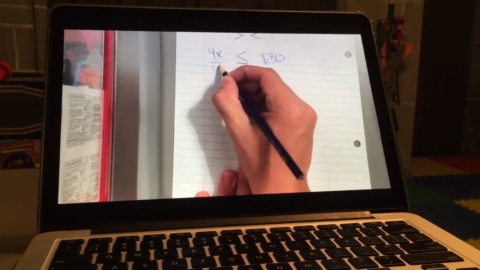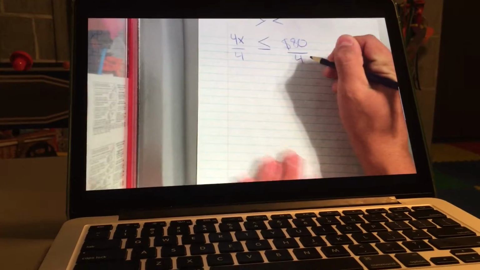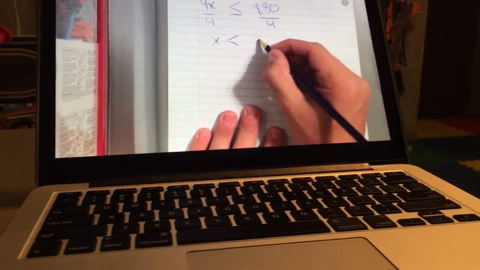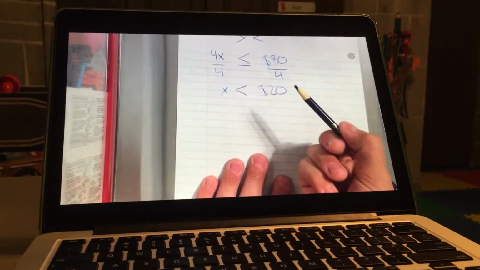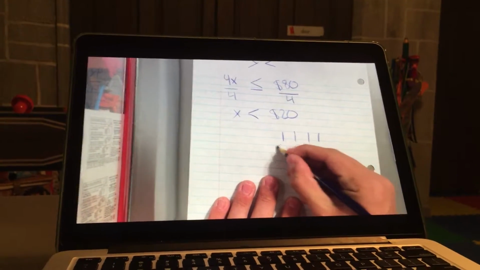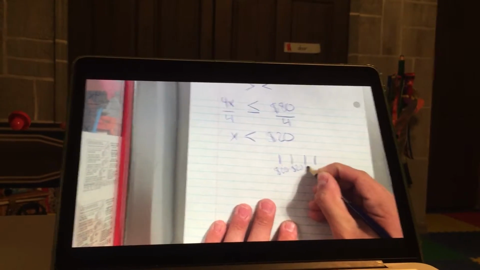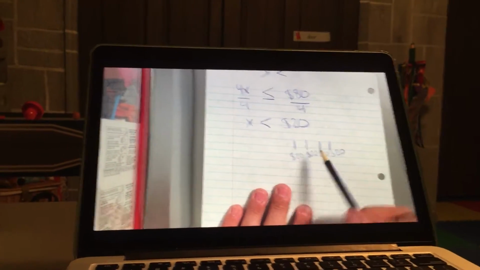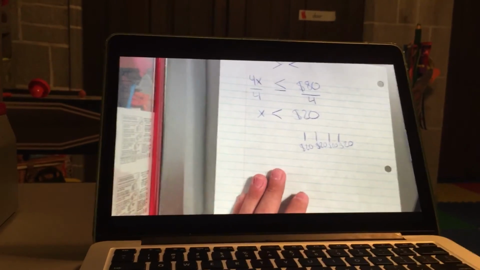We would bring 4 over here and divide 80 by 4 and get x, and it's $20. So each person would pay $20, and all 4 people would have paid an equal amount to use the budget.